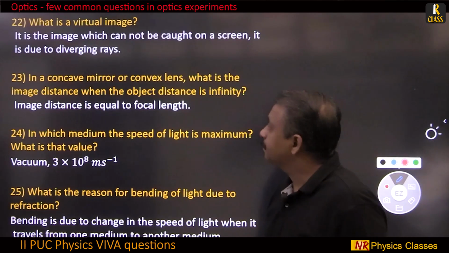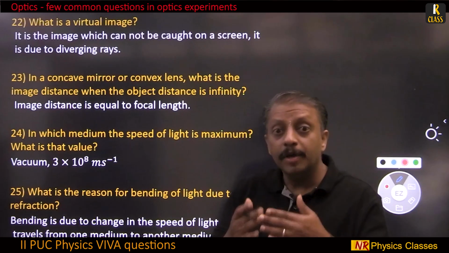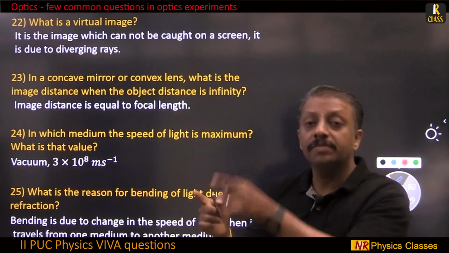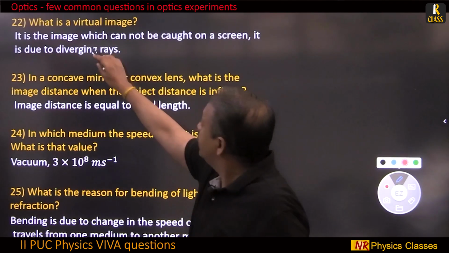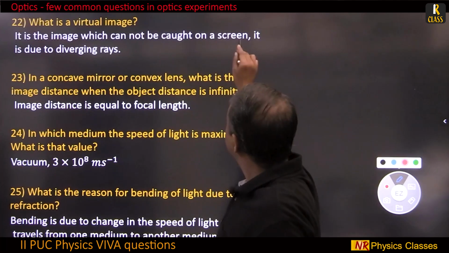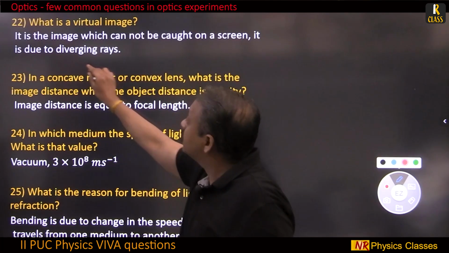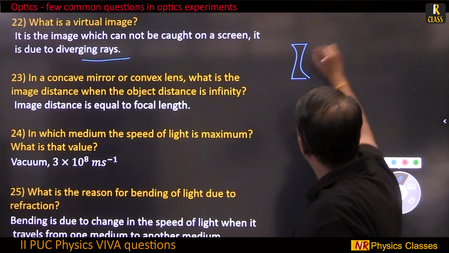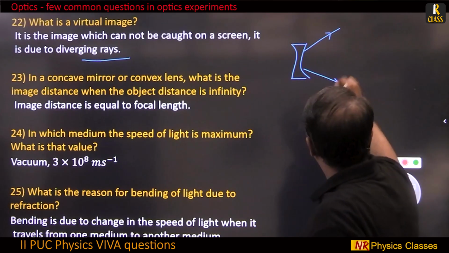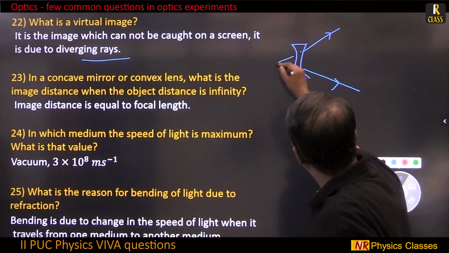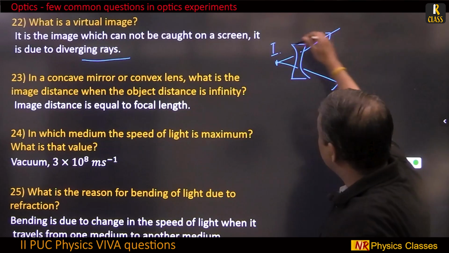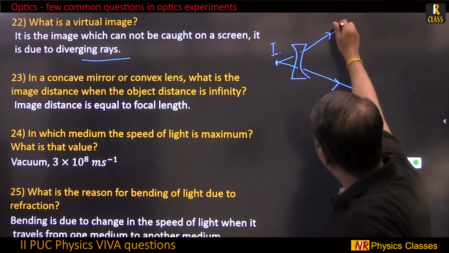What is a virtual image? The one which cannot be caught on the screen. Real image screen mele sigutte, virtual image screen mele sigalla. It is due to diverging rays. In a convex lens, the rays diverge and do not converge on this side. The image appears to be formed here. This is the position of the image. So a virtual image is because of diverging rays.